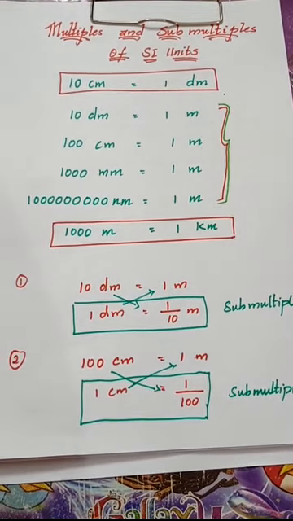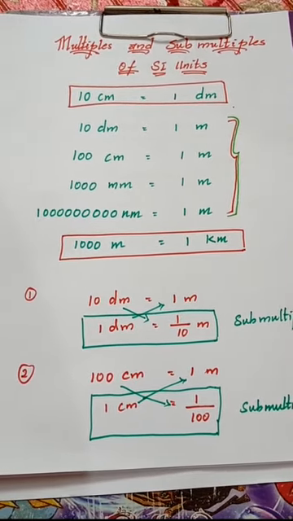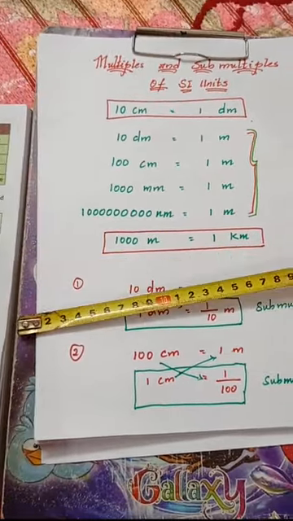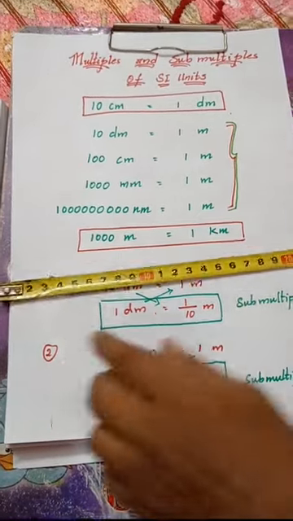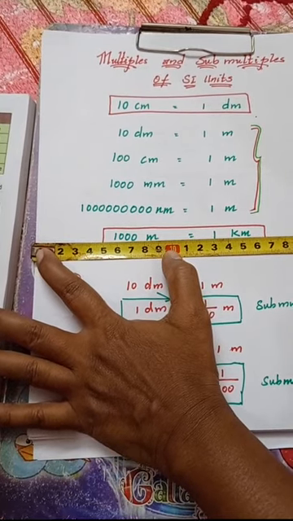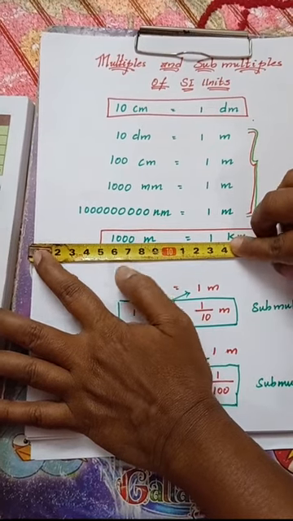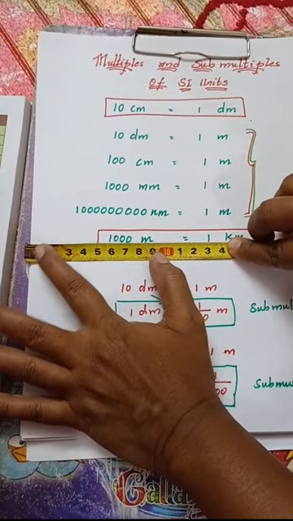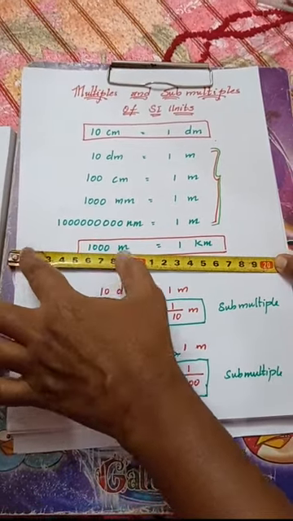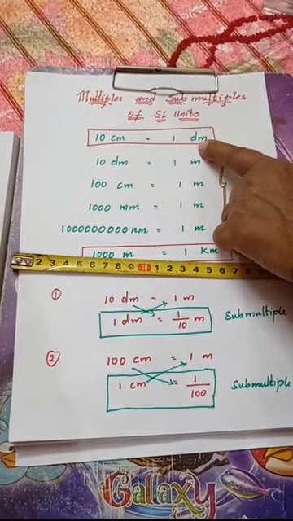Now for example, if I take the measuring tape, children, I want you to just see the measuring tape. Here 10 is given, right, children. Actually in the scale we will not see decimeter, children. Only millimeters and centimeters are there. And see here the 10 and 20, these are decimeter. So 10 centimeter is equal to 1 decimeter.